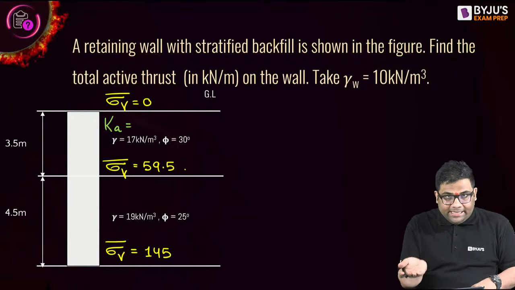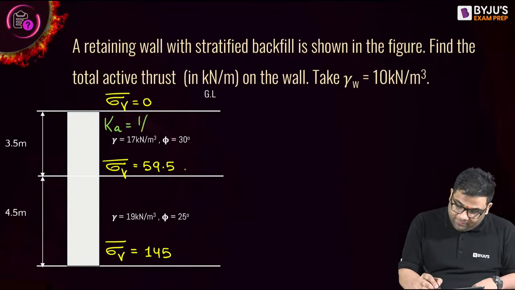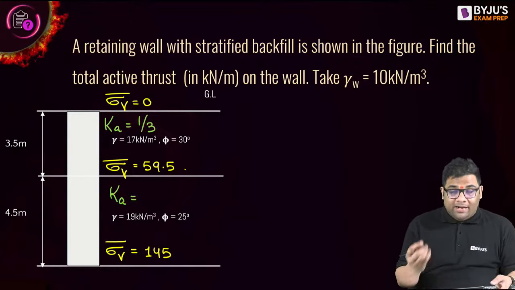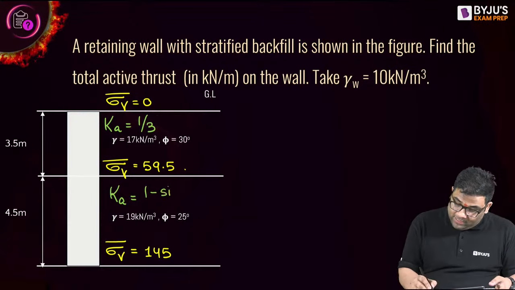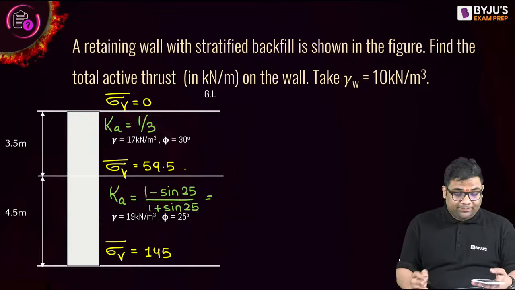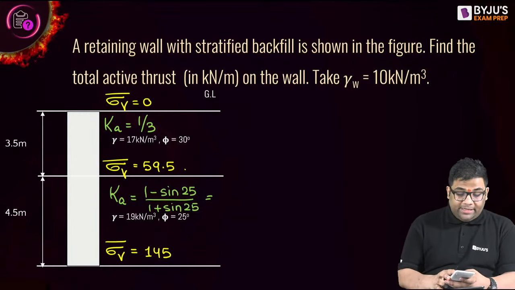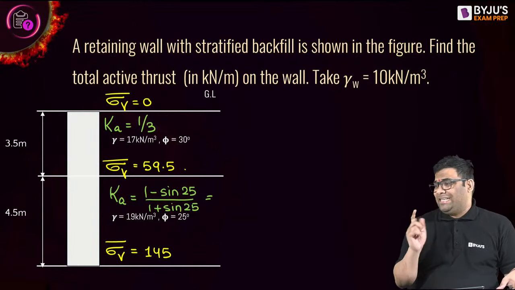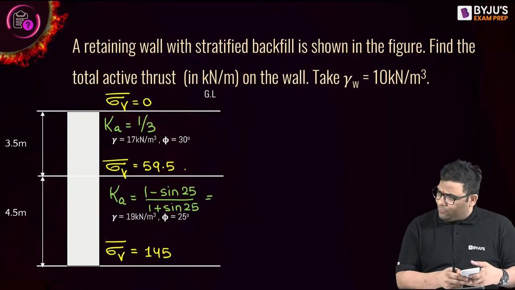So 1 minus sine 30 divided by 1 plus sine 30 will be 1 by 3. For the bottom, the KA will be 1 minus sine 25 divided by 1 plus sine 25. I'm getting almost 0.366, around 0.367.